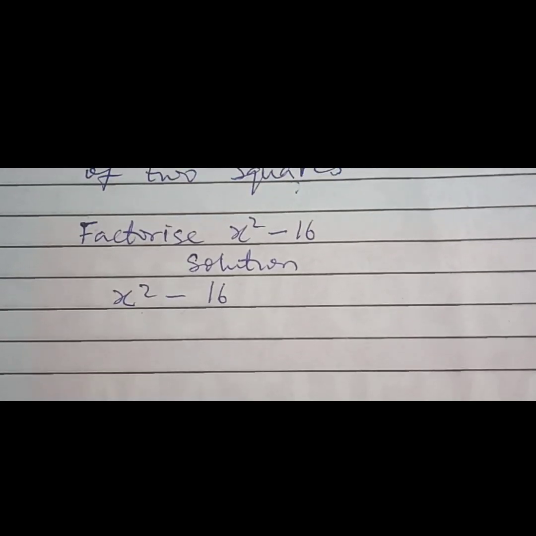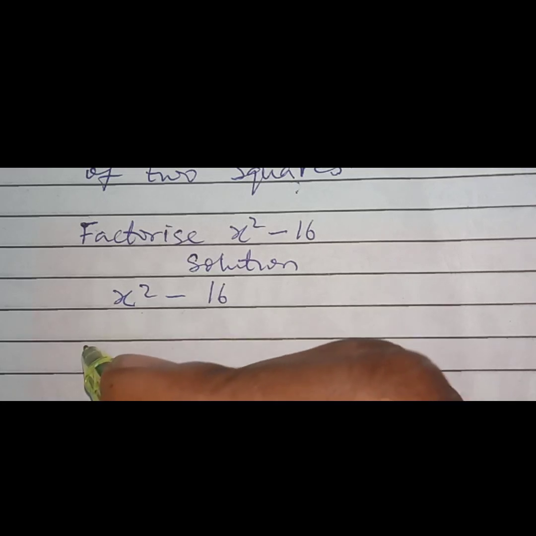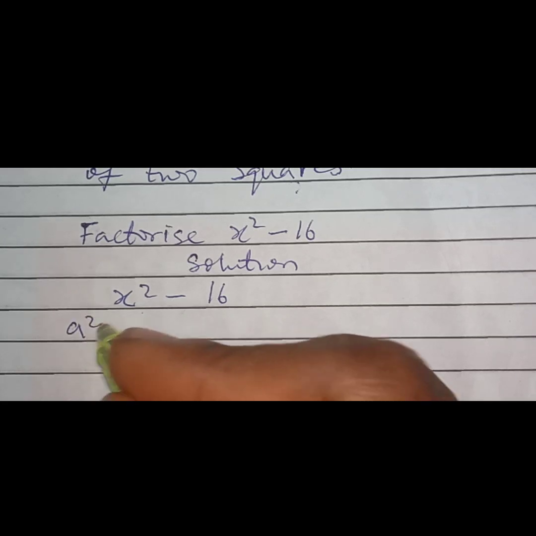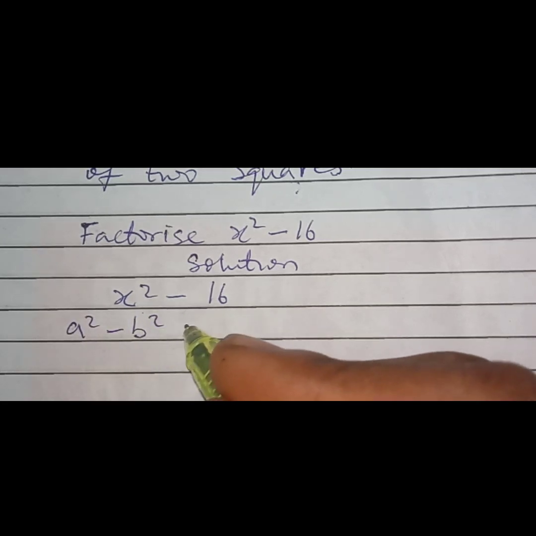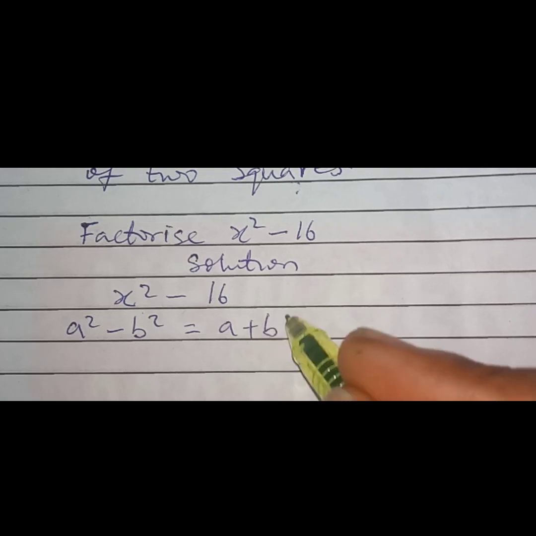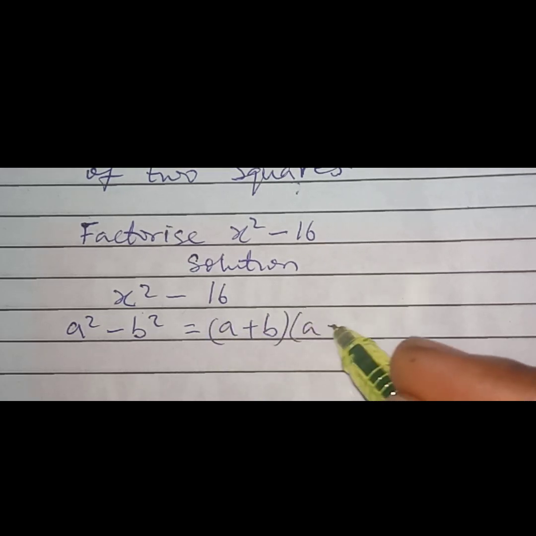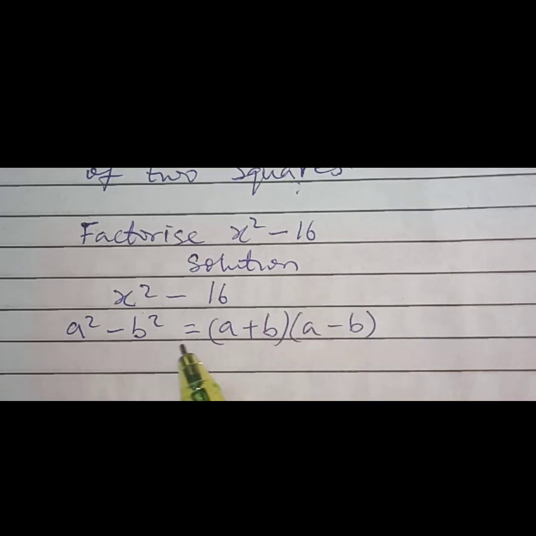So in solving this question, we'll have a general rule for difference of two squares. So to factorize difference of two squares, we have that a squared minus b squared is equal to a plus b times a minus b. So this is a general rule for factorizing difference of two squares. The two squares there are a squared and b squared, the square on top of a and the square on top of b, that's the two squares.